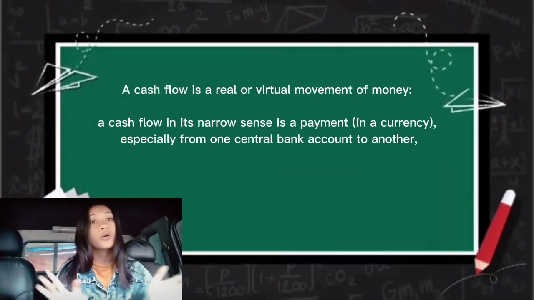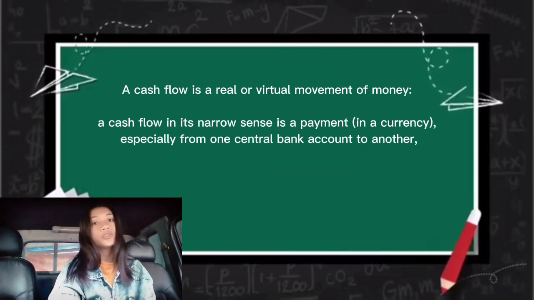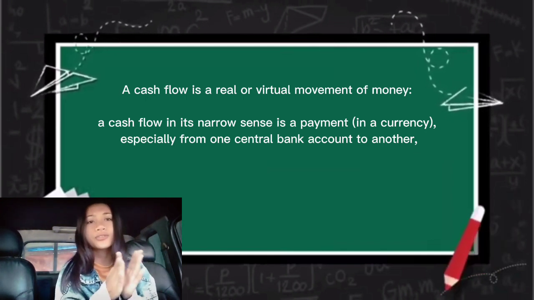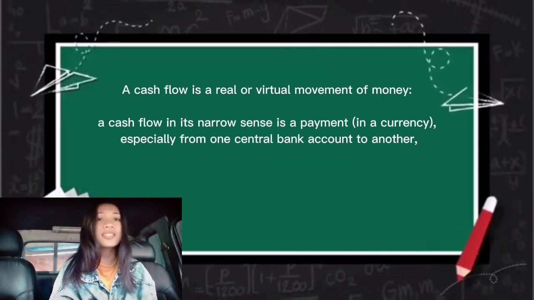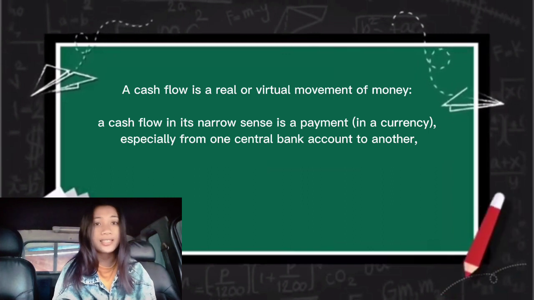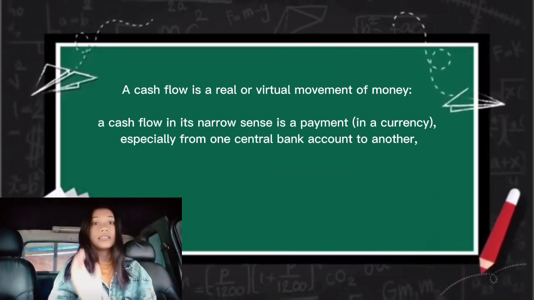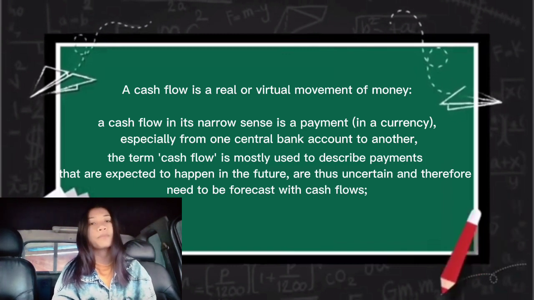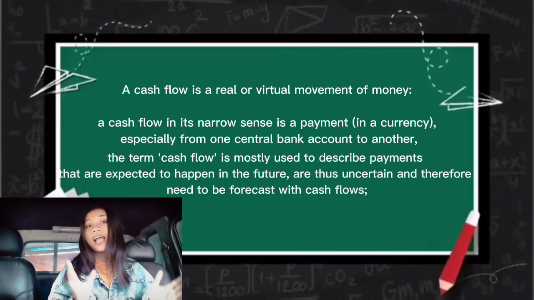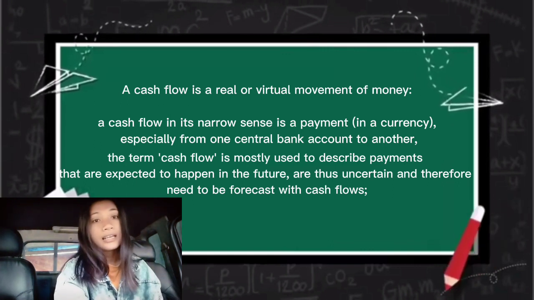Before that, we need also to know what is cash flow. Cash flow is a real or virtual movement of money. A cash flow in its narrow sense is a payment in a currency, especially from one central bank to another. The term cash flow is mostly used to describe payments that are expected to happen in the future, are thus uncertain and therefore need to be forecast.